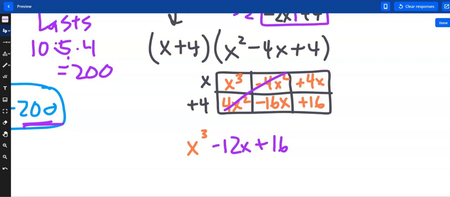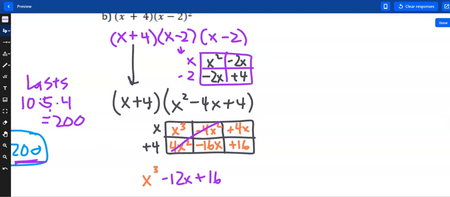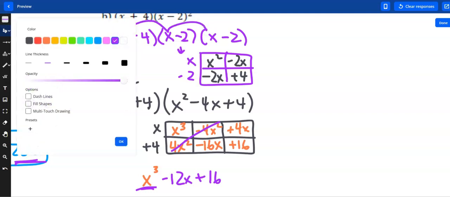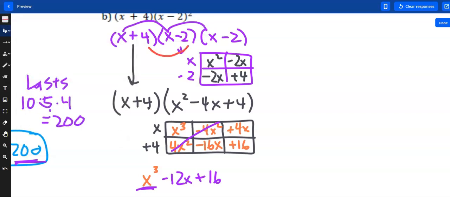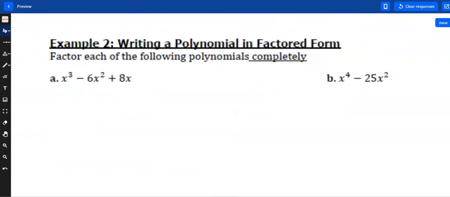So anyway, x cubed minus 12x plus 16. You could use the same trick like I showed you before to come up with the first term just by multiplying x times x times x, right? You can use the same trick I talked about, 4 times negative 2 times negative 2, right? And so that gives me 16. That's something I want you to have in the back of your mind because we are going to talk about it, just not right now.